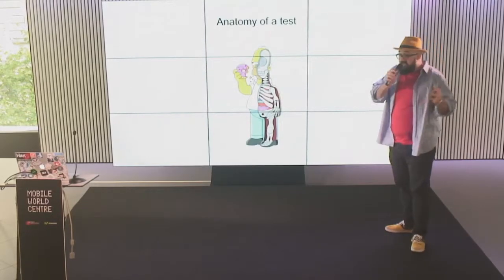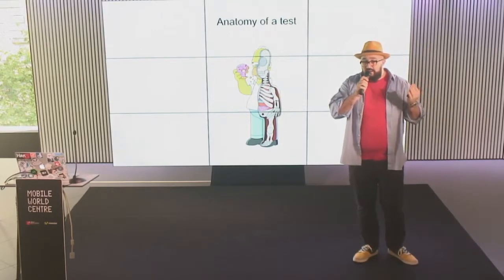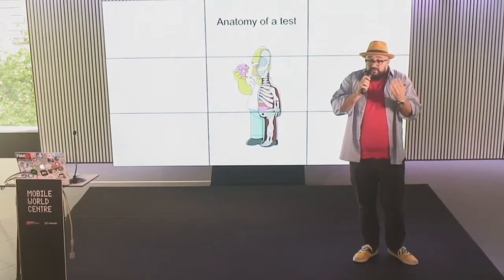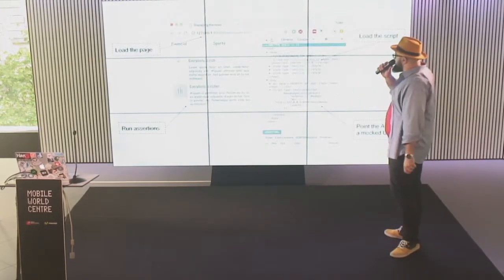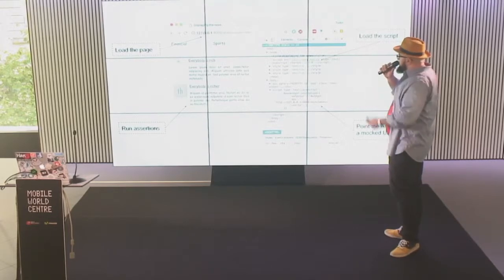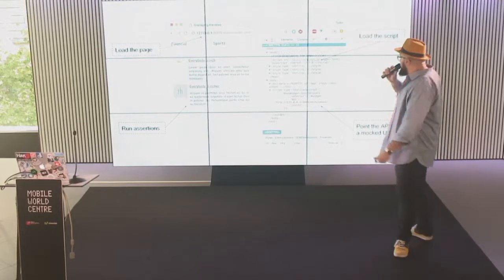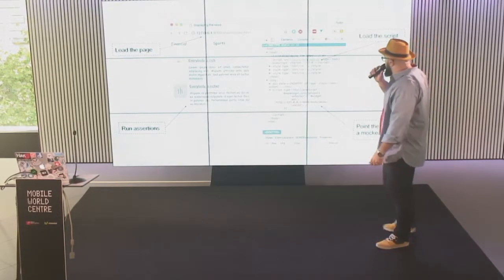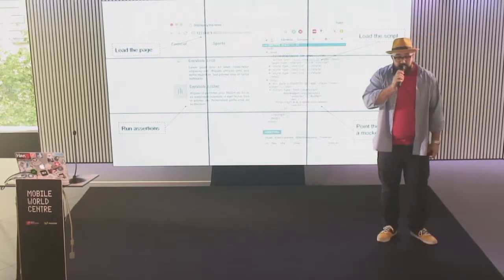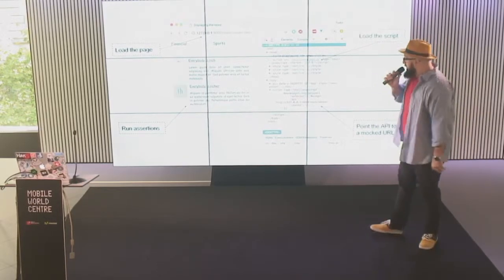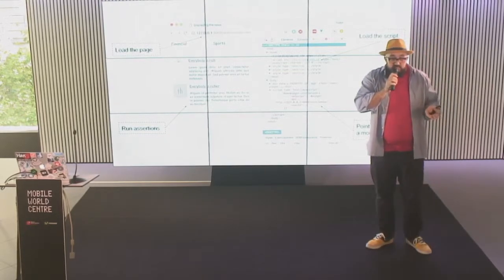So what's the anatomy of a test? Now I have the tools, I know what I want to test, and now I want to actually do the test. How will the test look like? The anatomy of a test. Basically, it's pretty simple. I need to serve the page from somewhere, load it. Then I need to load the script, point the script to a mock API to be able to control the input, and then run the assertions. It's fairly simple. This is what I need.